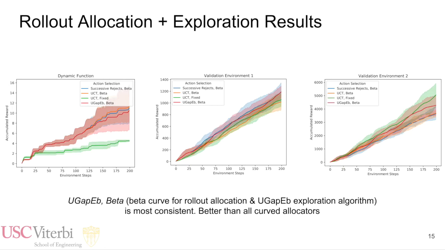Here are the results for these different algorithms across 3 different environments. These include the simulated dynamic function environment and 2 validation environments based on the real world data, also mentioned before. The details of this are in the paper. Note that because we used fixed budget algorithms and the budget is decided by the rollout allocation curve, this contribution's performance is not independent of the rollout allocation. We can see that UGAP-EB beta is the most consistent across all environments.